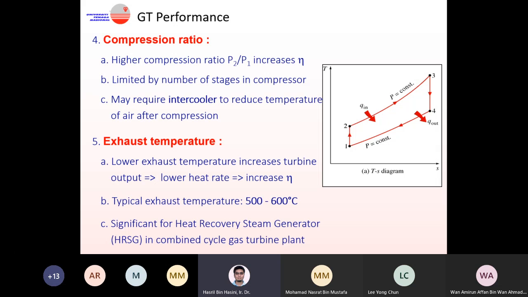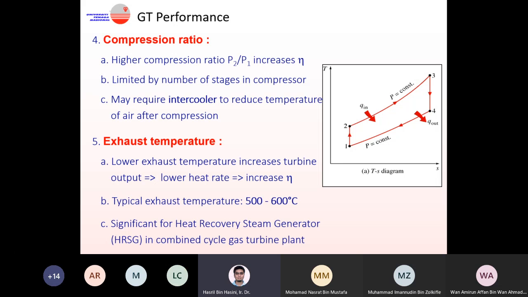But again, it is also limited by the geographical location of our gas turbine. Means that it is very much dependent on the ambient. So this is kind of difficult to control, but actually there are some methods that we can use to make sure that our ambient is relatively low. Right, yeah. Can you explain more on how the ambient temperature influences the efficiency?